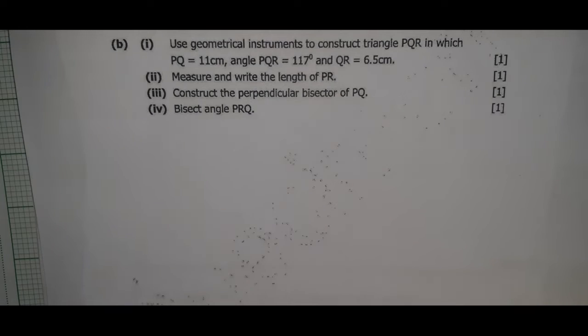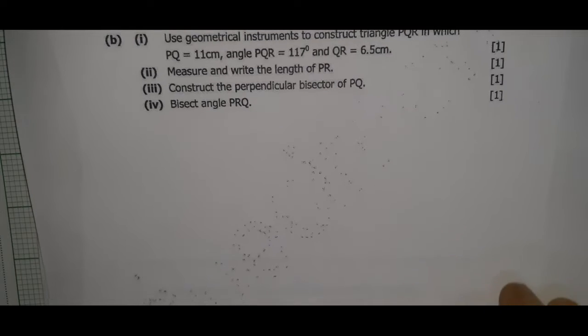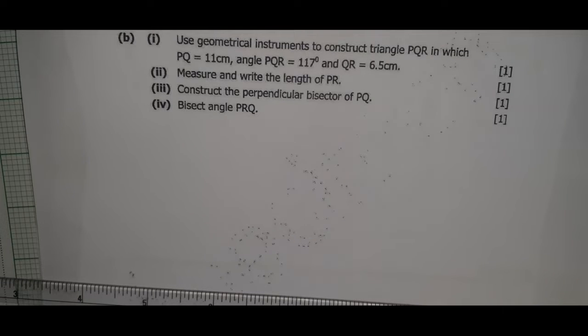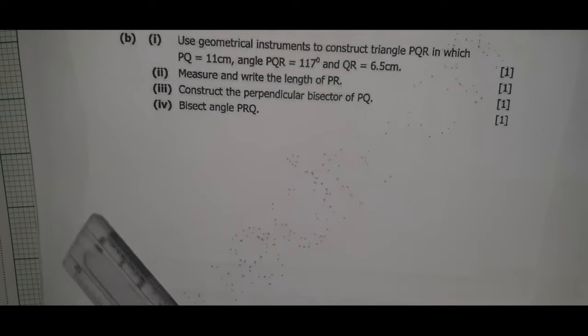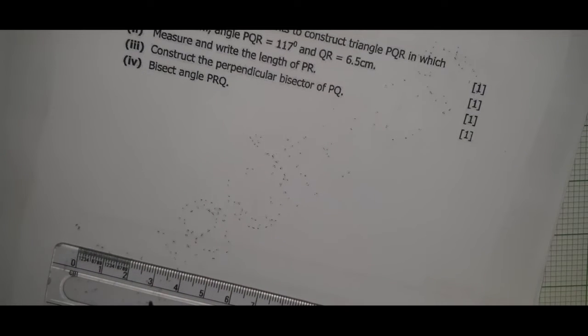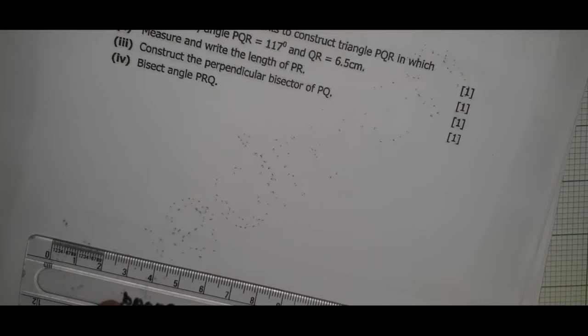Now we have a question on construction here. Okay? So let's do it together. The first question here, we are being asked to use the geometric instruments to construct triangle PQR in which PQ is equal to 11 centimeters. So let's measure 11 centimeters here.